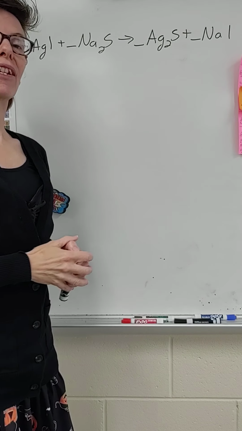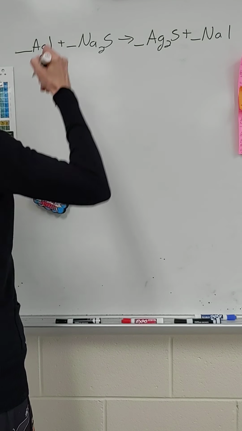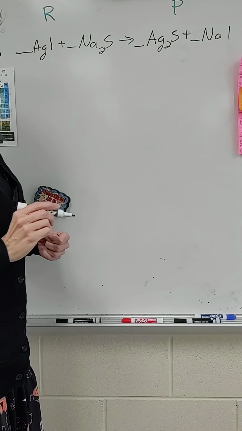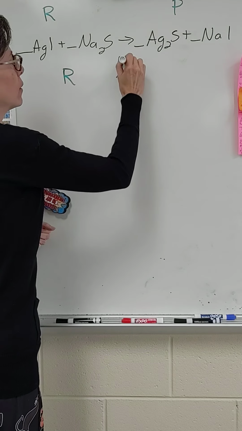We're going to balance things using the RAP method. The RAP method stands for reactants, atoms, and products. We're going to start out by making our RAP chart. R-A-P.